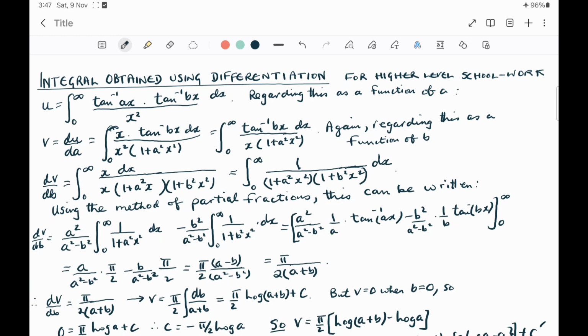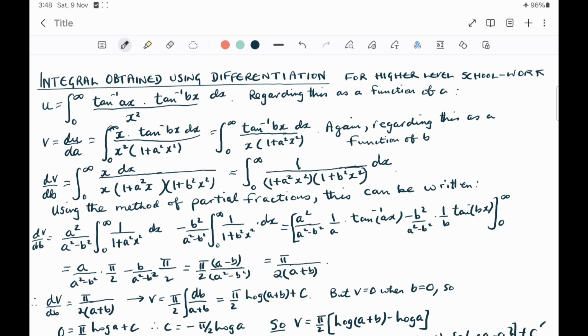Again, we can now regard this as a function of b. So we will differentiate with respect to b and write dv/db, and when we differentiate the integrand, we'll get x over x times 1 plus a squared x squared times 1 plus b squared x squared. And the x's will cancel out, leaving us with just 1 in the numerator: 1 over 1 plus a squared x squared times 1 plus b squared x squared.